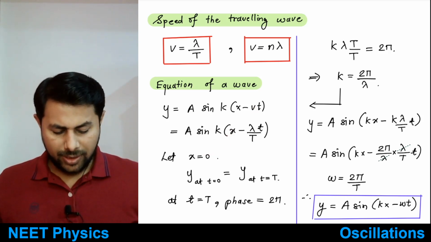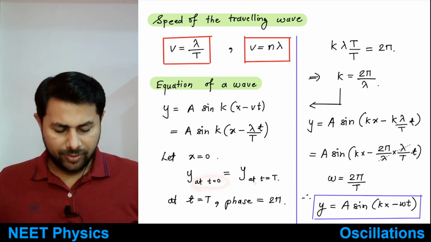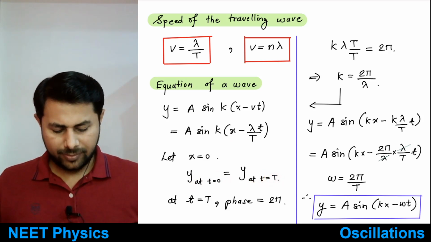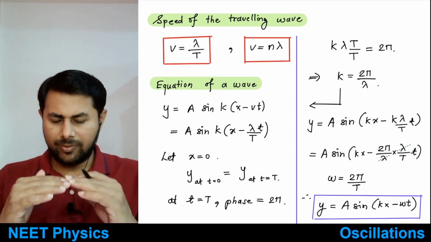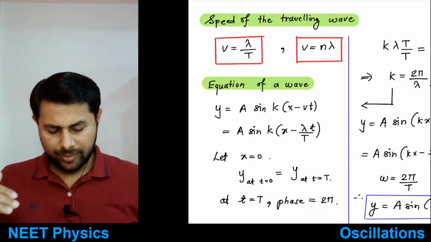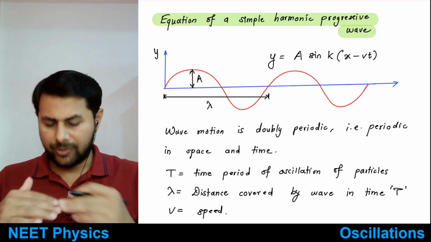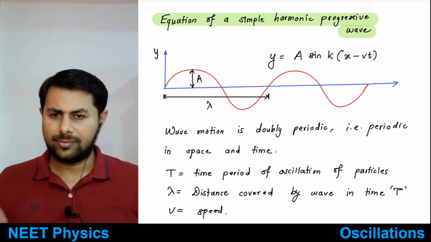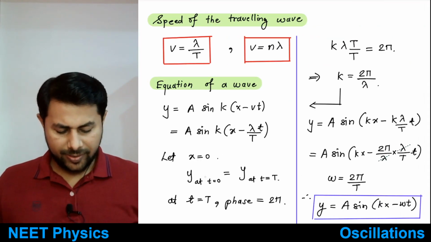Now you have y at t equal to 0 equal to y at t equal to capital T, right? Because this particle at t equal to 0, suppose it's at the origin. Okay, this particle is at the origin. Now it will come back to the same position after time capital T. So this thing is clear.